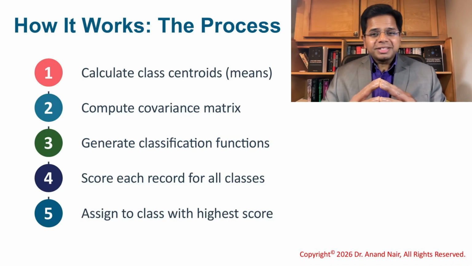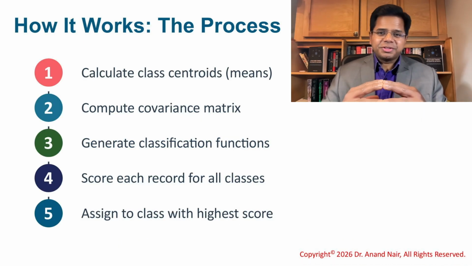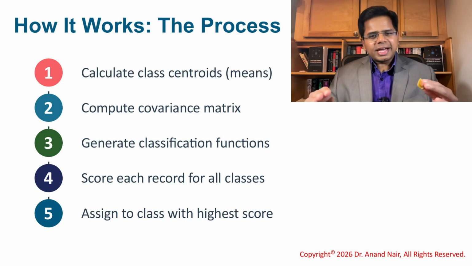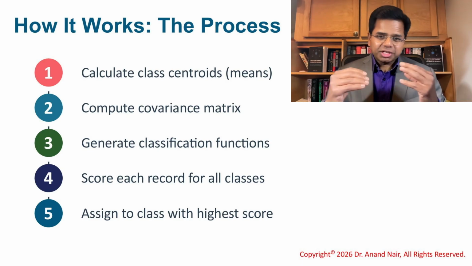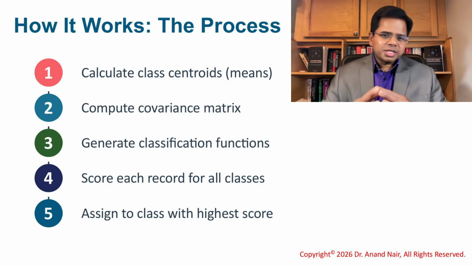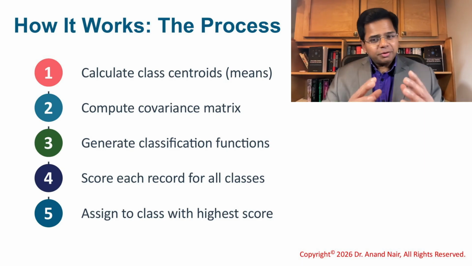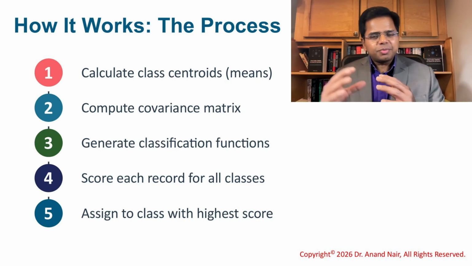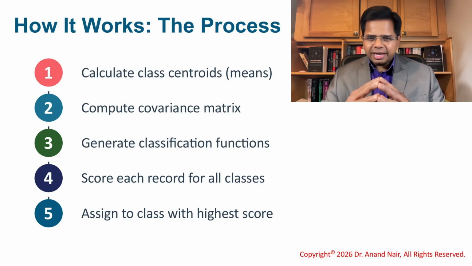Alright, let's break down the actual process because I know you're thinking, this sounds complicated. First, we calculate the average centroid for each class. Think of it as finding the center of each friend group at that party. Second, we compute the covariance matrix, which is just a fancy way of understanding how your variables relate to each other. Do people who spend more also work out more? That kind of thing.